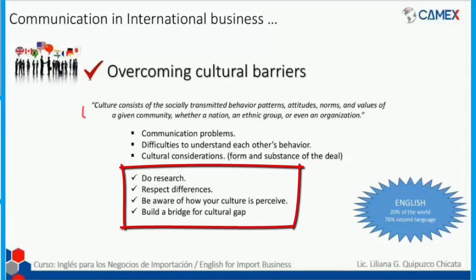Another one is to be aware of how your culture is perceived. In this case, you're going to see when you speak to people, especially when you're doing business, especially when you're going to buy and the person that is outside is going to sell to you, they are going to do their research. So they're going to do their homework, and you can see how they perceive our Peruvian culture.